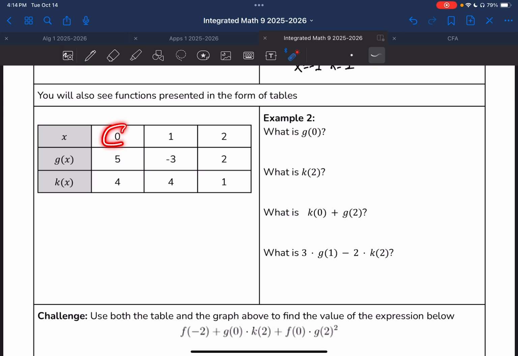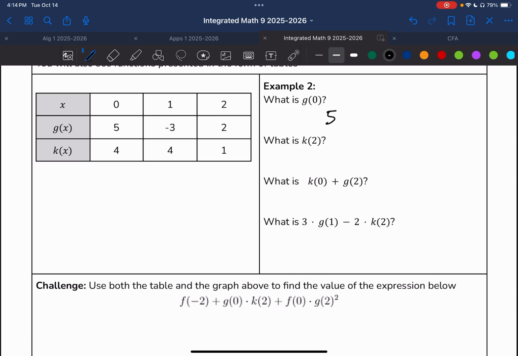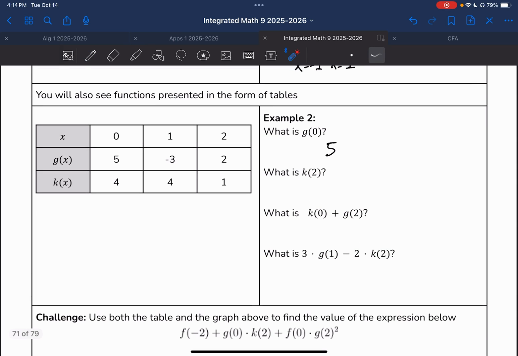So this table says, here's our x values, 0, 1, and 2. And then we have a function. So if we say, what is g of 0? We're going to go to the column that says 0 and the row for g of x. This means if you plug 0 into g of x, you're going to get 5 out. And then k of 2. So here's our function k of x, and you see if we plug 2 into k of x, we're going to get 1 as an output.